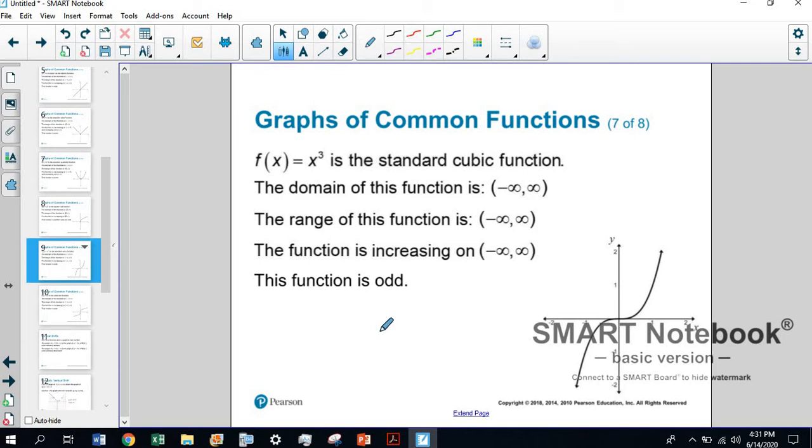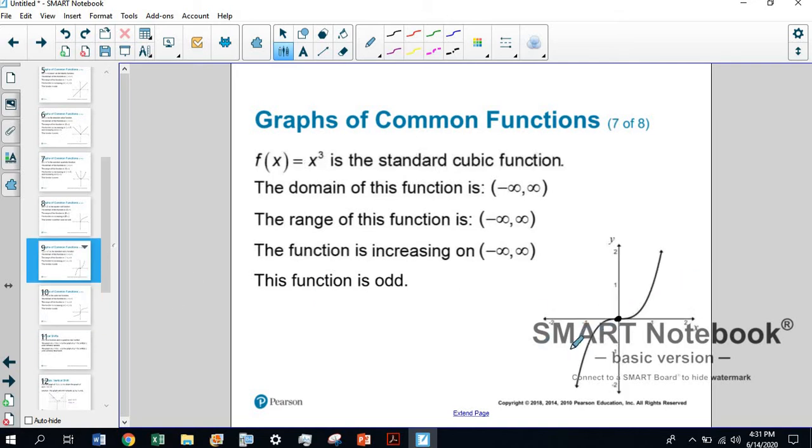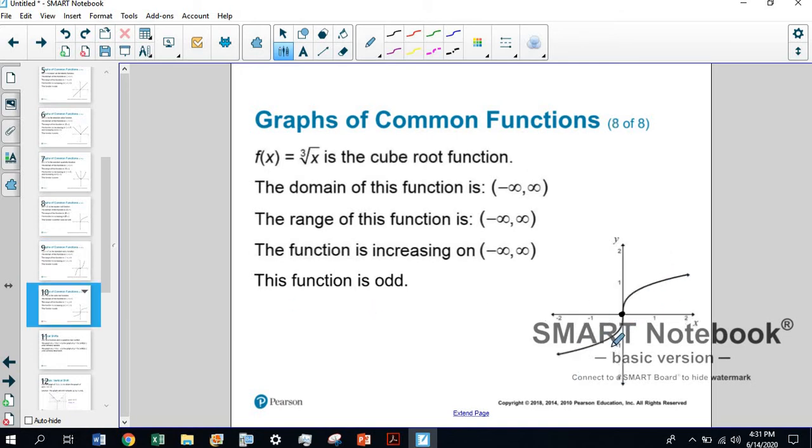X cubed is the standard cubic function. It's kind of the S function, if you will, on its side, and it goes through the point 0, 0. The domain is all real numbers and the range is also all real numbers. And then the inverse function for that is the cube root function. It's the S function on its side, like this. See the difference between the cubic that's going up and down much more steeply. This one's flattening out as you go left and right. But its domain and range is also all real numbers.